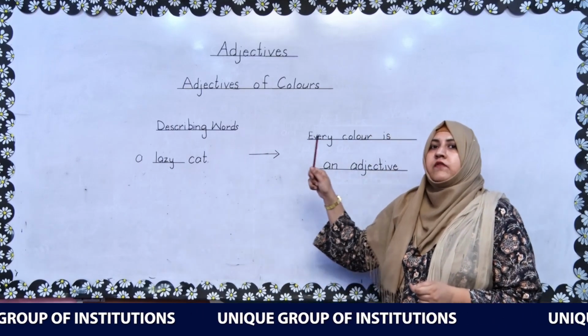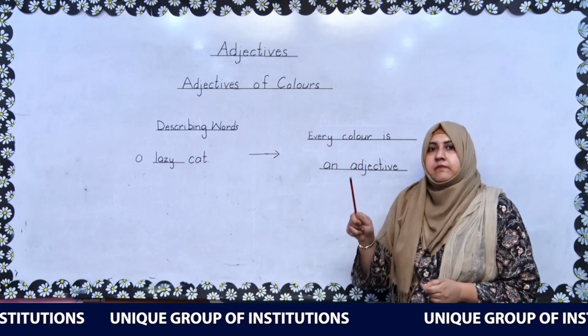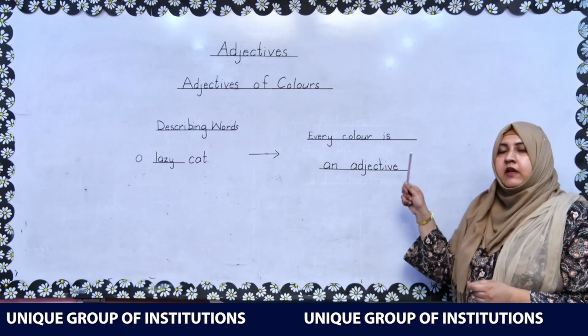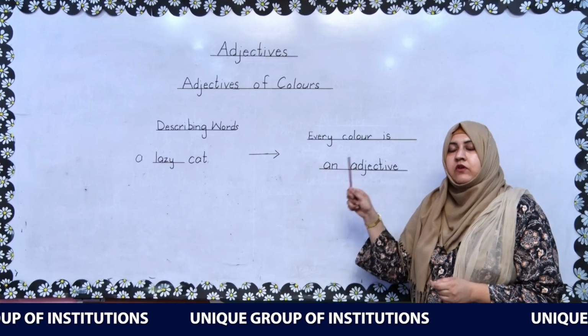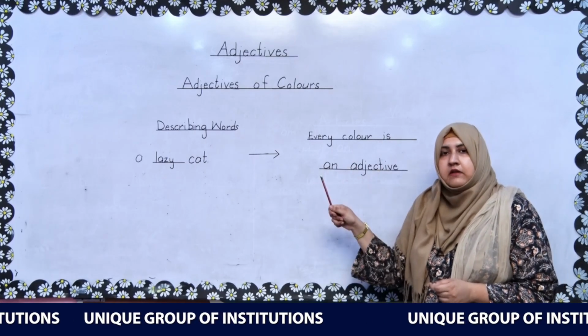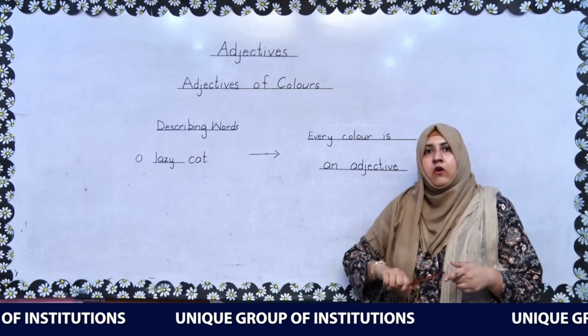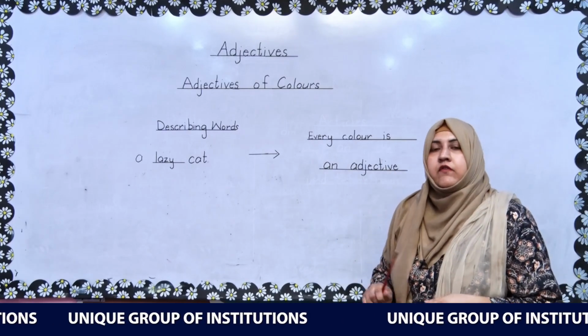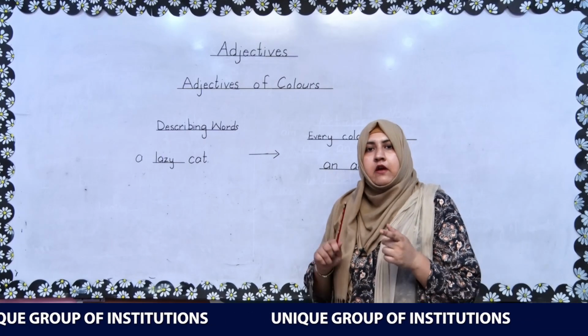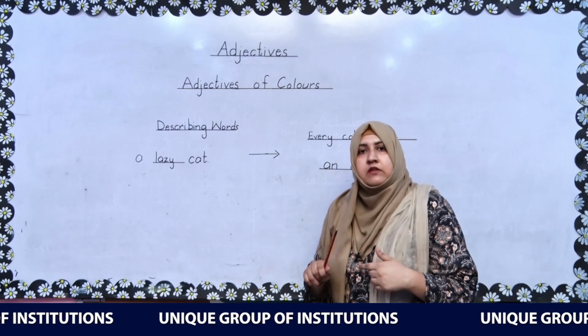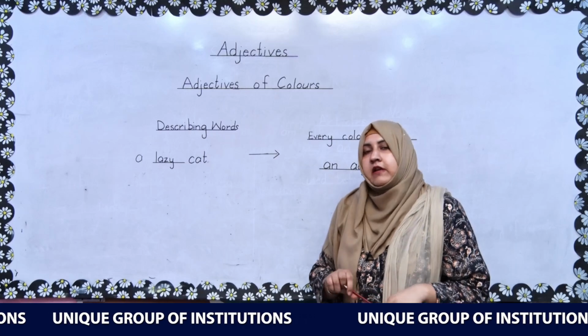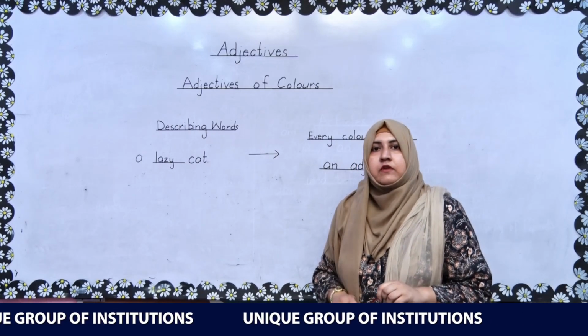Again, if we move to the adjectives of color, every color word, whenever it is used before a noun or describing a noun, is an adjective. An orange ball, a white frog. White and orange are describing different nouns, so these are adjectives here. Now let's move to the book to solve different exercises.